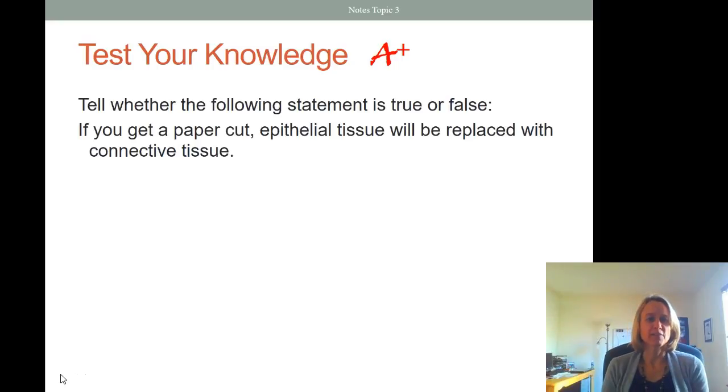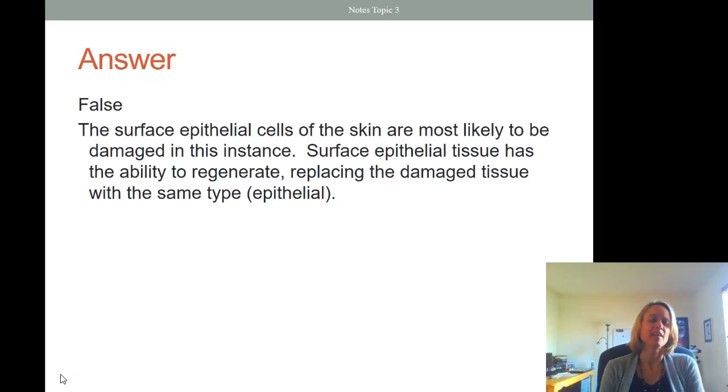If you get a paper cut, epithelial tissue will be replaced with connective tissue. What do you think? And the answer is going to be false, because epithelial tissue has the ability to regenerate, and the damage has not been extensive with a paper cut.